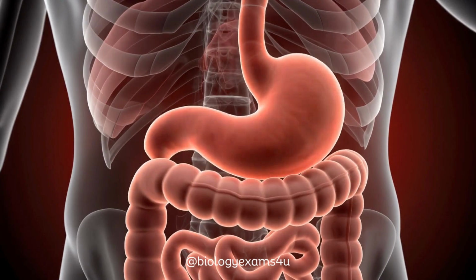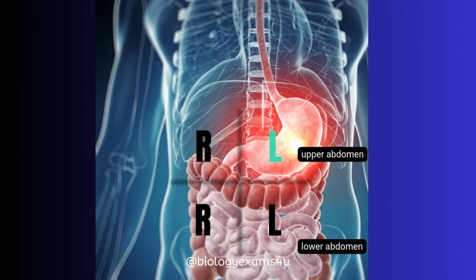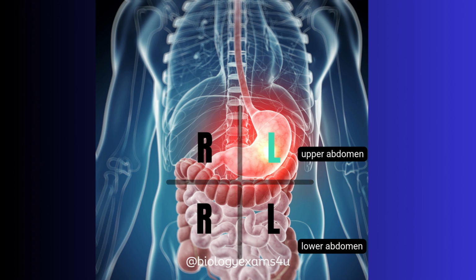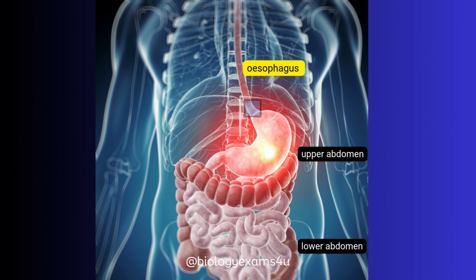Where is the stomach located? The stomach sits in the upper abdomen on the left side of our body. The top of the stomach connects to a valve called the esophageal sphincter, a muscle at the end of your esophagus. The bottom of the stomach connects to the small intestine.